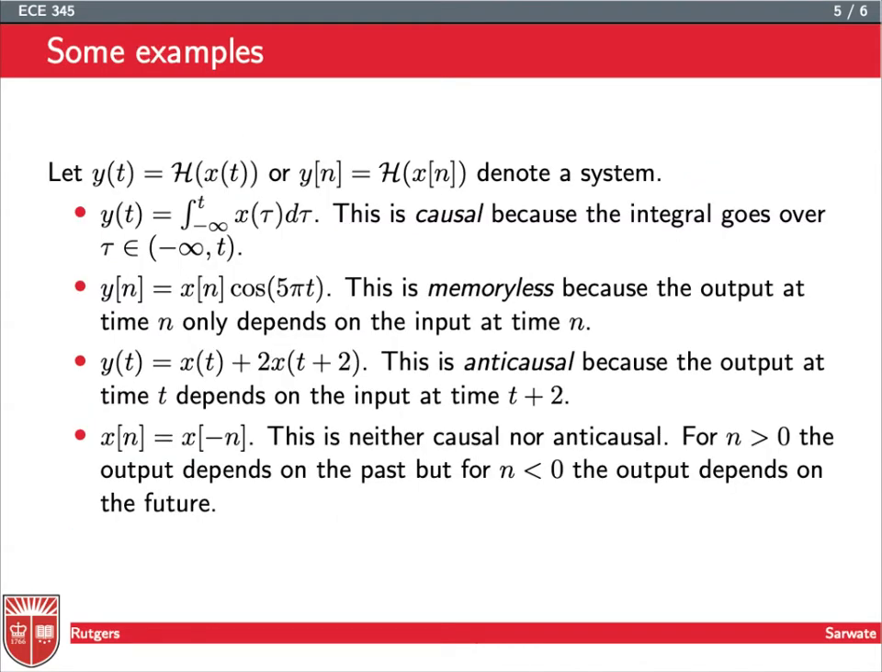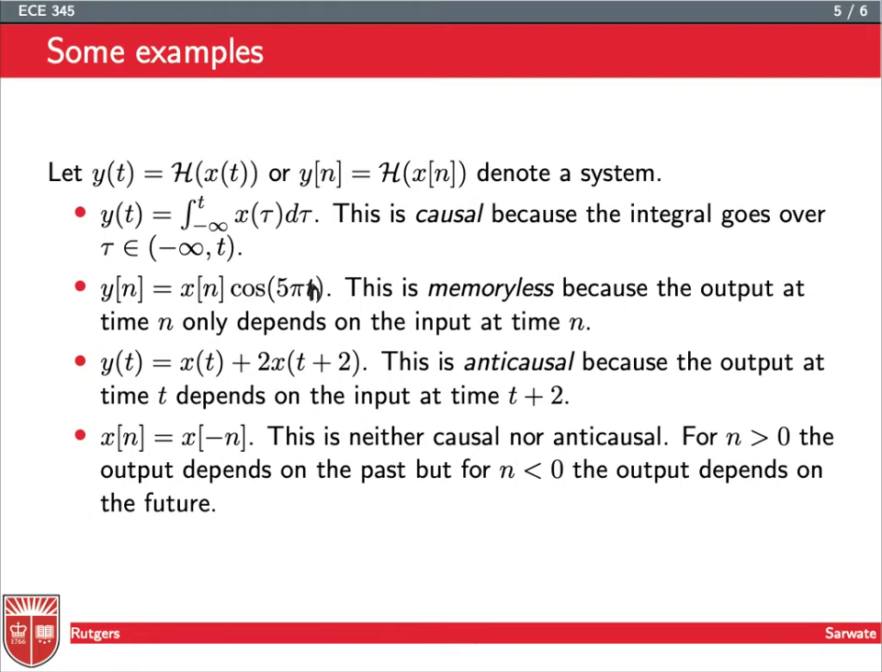So let's do a couple of examples. Again, script H is our notation for a system. Let's look at the integrator. The integrator is a system which integrates the signal x of t from minus infinity up to time t. So it takes the integral from minus infinity to t of x of tau d tau. This is a causal system because the integral goes over the past. So at time t, say at 5 seconds, it only depends on values of x of t before and up to 5 seconds.